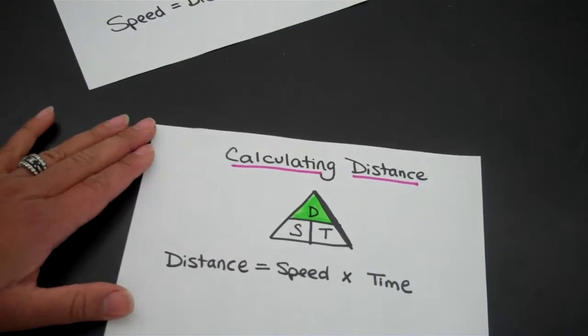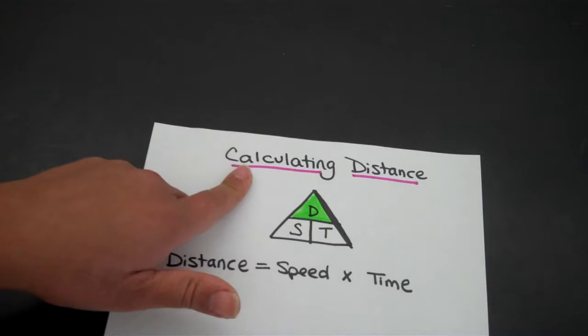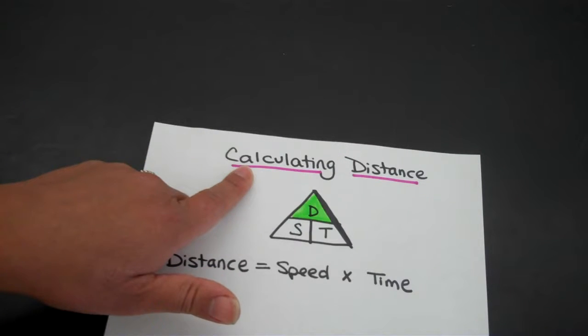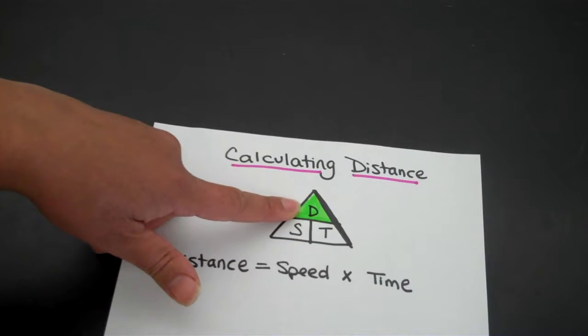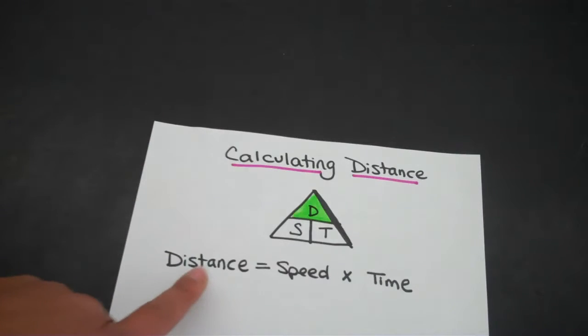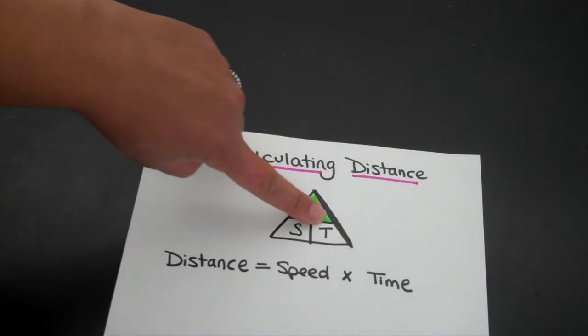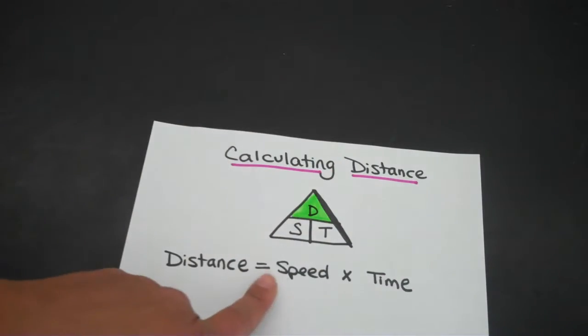We could also calculate based on that formula using our algebra distance. Calculating distance, notice it's the same setup inside the triangle. Distance is now highlighted, D for distance. So the side by side means to multiply. Distance is speed times time. So if we know these two, we can solve for distance.